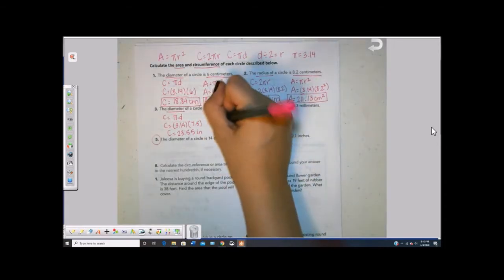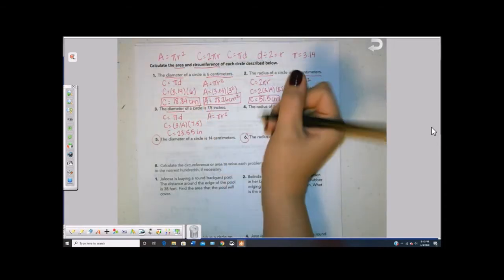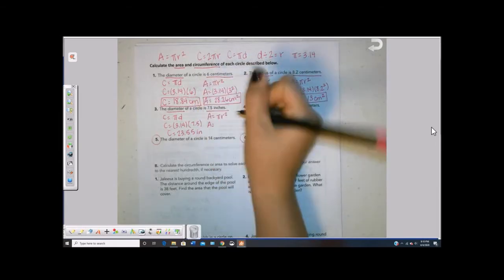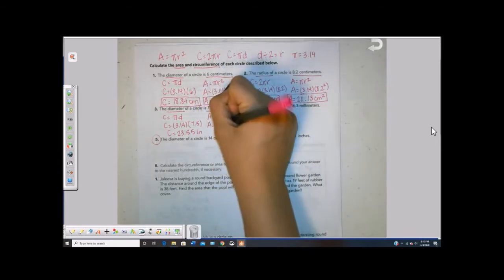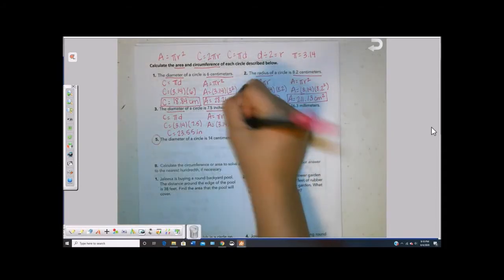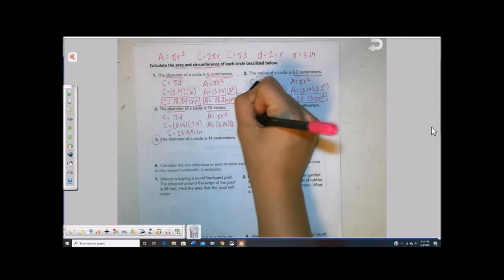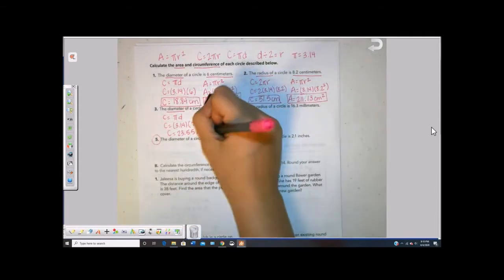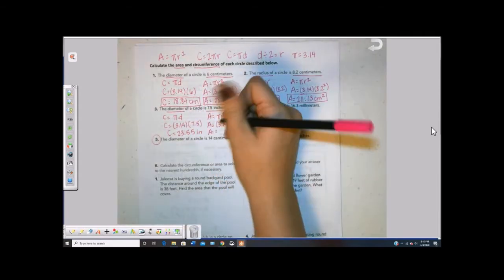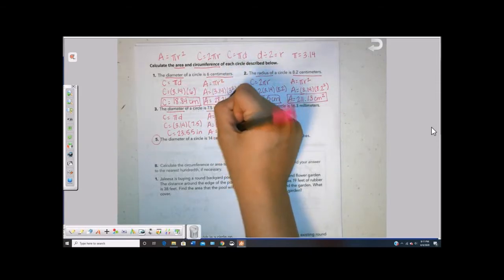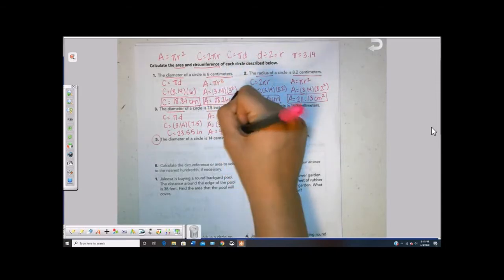Finding area, A equals pi r squared. 3.14, and we remember we have to take diameter divided by 2, and 7.5 divided by 2 is 3.75. So we're going to take 3.75 squared. And when you do this, you get 44.16 inches squared.